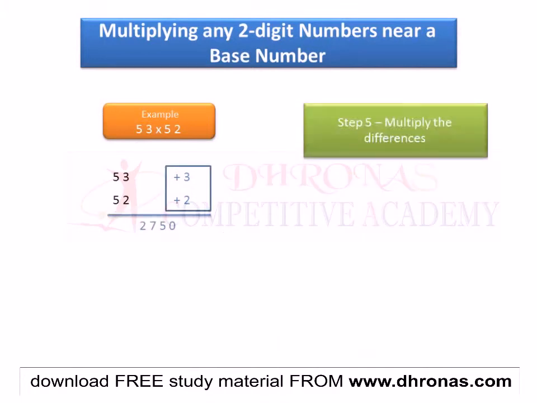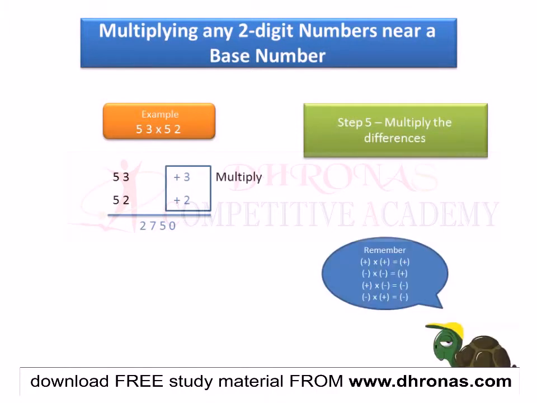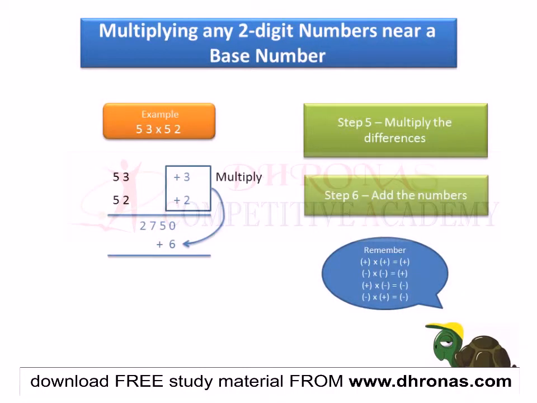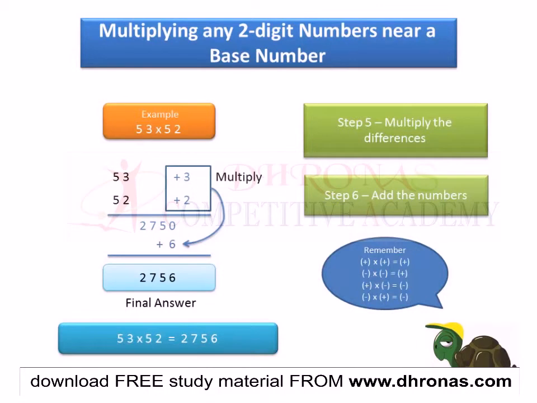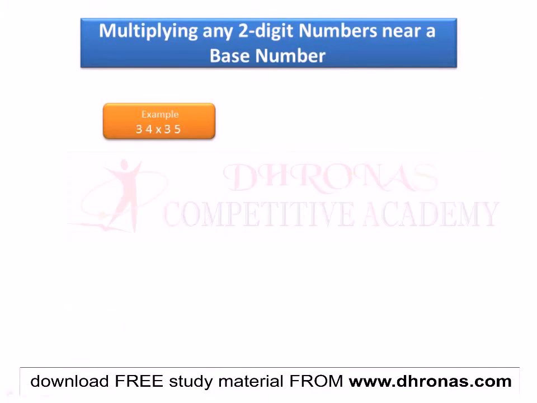We simply take the differences, which is positive 3 and positive 2. We multiply these differences. Positive 3 times positive 2 gives us a positive 6. And we add the 6 to the 2750 that we got from before to get 2756 as our final answer. So 53 times 52 equals 2756. And that's it. Thank you.